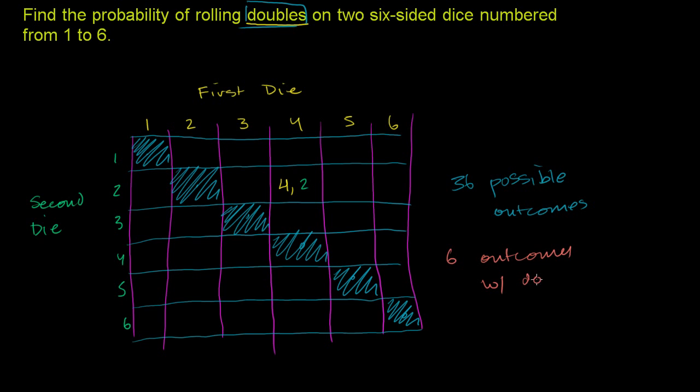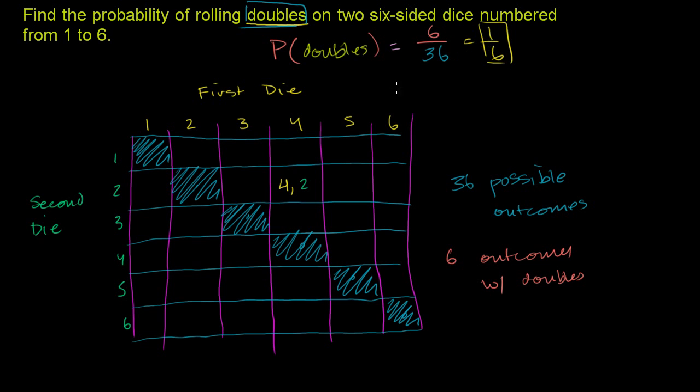with doubles. So if someone asks you, what is the probability of getting doubles when you roll two six-sided dice numbered from 1 to 6, it's going to be equal to the number of outcomes that give us doubles, so 6, over the total number of possible outcomes, over 36. And 6 over 36 is 1/6. I made sure that you understood that these are all the possible outcomes, and 6 of them satisfy, so 6 of the 36. So there's a 1/6 probability of rolling doubles.